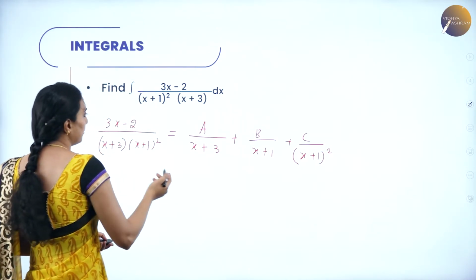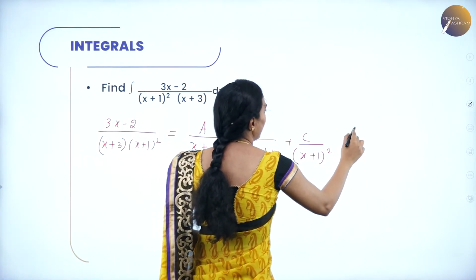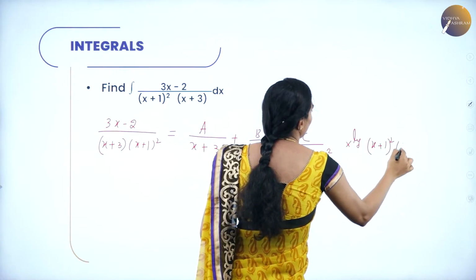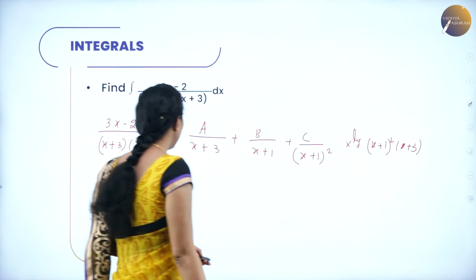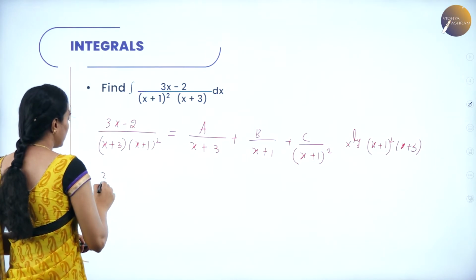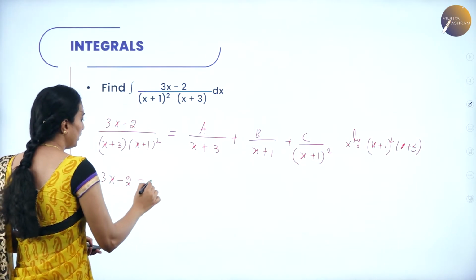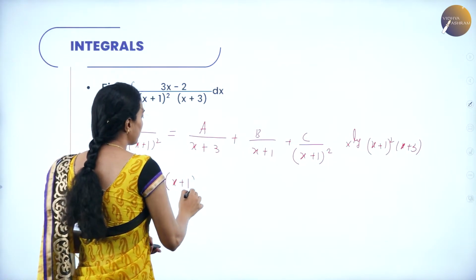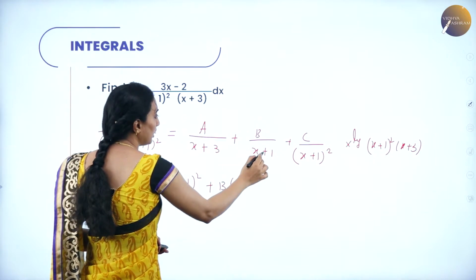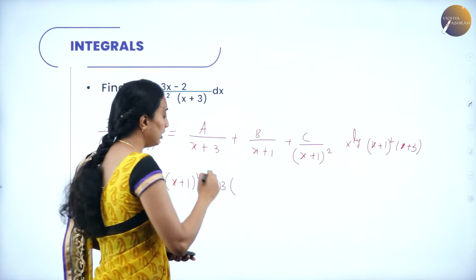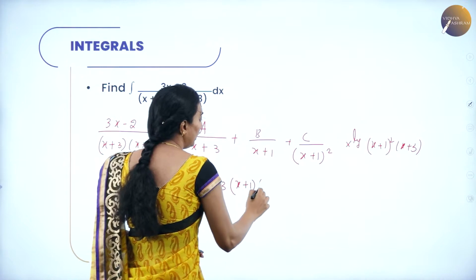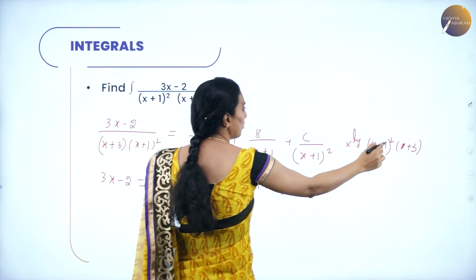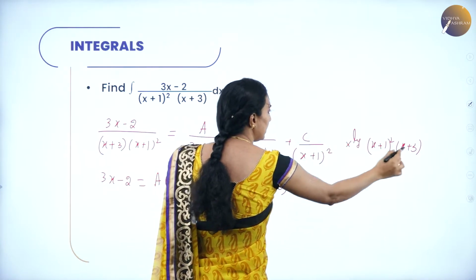Now here you can multiply throughout by x plus 1 whole squared into x plus 3. Now what will it become? You can have 3x minus 2 is equal to a into, x plus 3 gets cancelled, remaining x plus 1 whole square. Now plus b into, one term of x plus 1 gets cancelled, remaining one term of x plus 1 into x plus 3. Plus c into, x plus 1 whole squared gets cancelled, c into x plus 3.